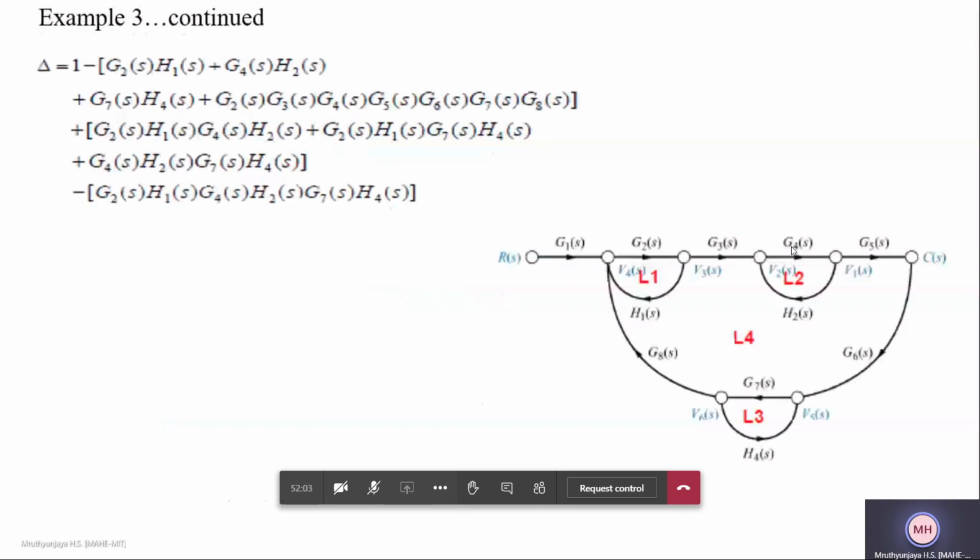So delta equal to 1 minus L1, L2, L3, L4 plus L1L2 plus L2L3 plus L1L3, minus, you see it's alternating, minus plus minus plus. Not inside the bracket, of course, not inside the square bracket. Minus 3 non-touching loops.